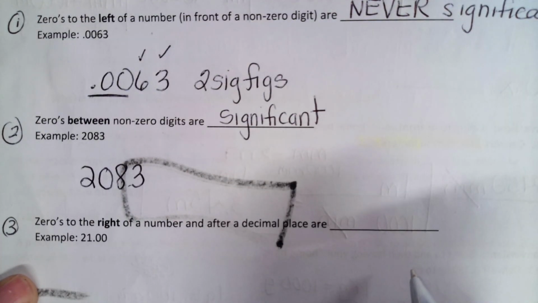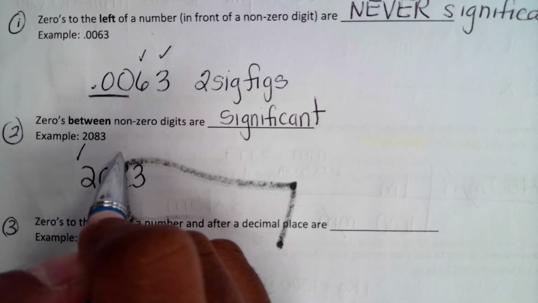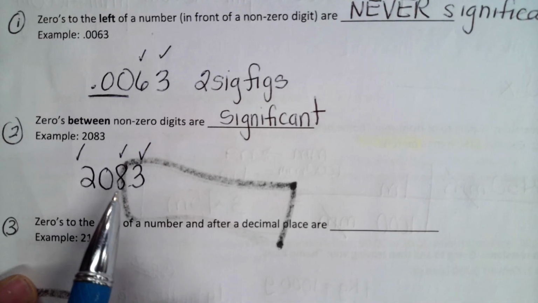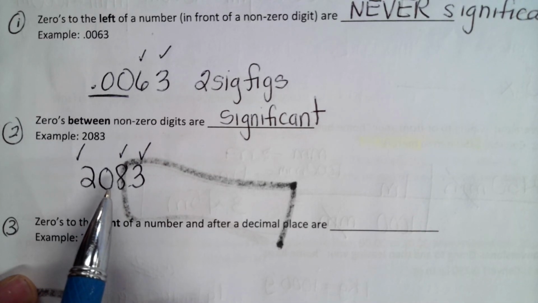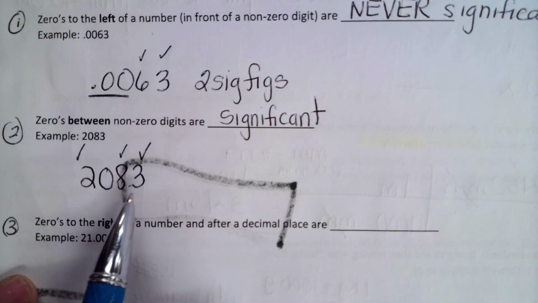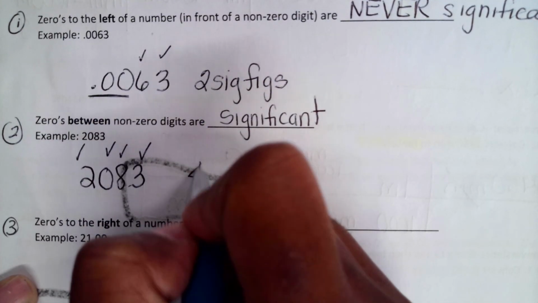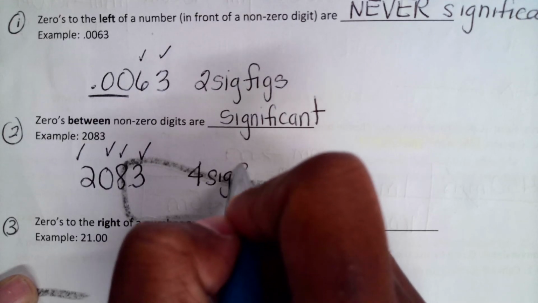All right, so we have 4 digits here. 2,083. How many of them would you count? All 4. You always count the 2, the 8, and the 3, and the 0 is sandwiched in between the numbers 1 through 9. So it counts. So we would say that there's 4 sig figs here. I'm just going to put sig figs.